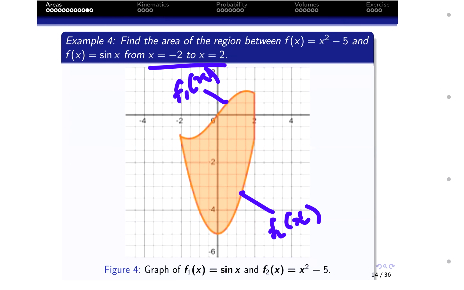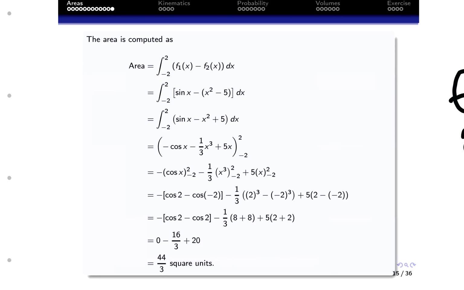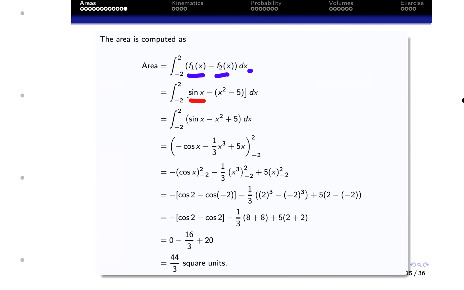So here we have the area is computed as this integral from minus 2 to 2 of f1 of x minus f2 of x dx. And then we know already that f1 of x is sine x because it is above, according to the diagram we have, minus f2 of x, which is x squared minus 5 dx. So that's sine x minus x squared plus 5 if you open that bracket up.